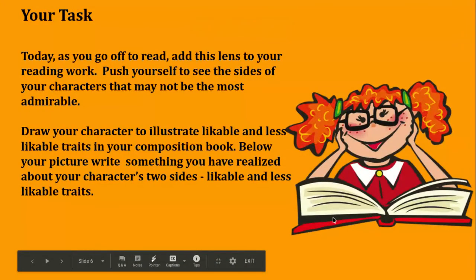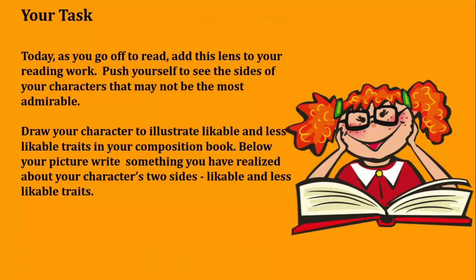So here's what you're going to do today. As you go off to read, I want you to add this lens to your reading work. I want you to push yourself to see the sides of your characters that may not be the most admirable. You're going to draw your character to illustrate likable and less likable traits in your composition book. And then below your picture, you can write something that you've realized about your character's two sides, likable and less likable traits. Now, let me show you what that's going to look like.